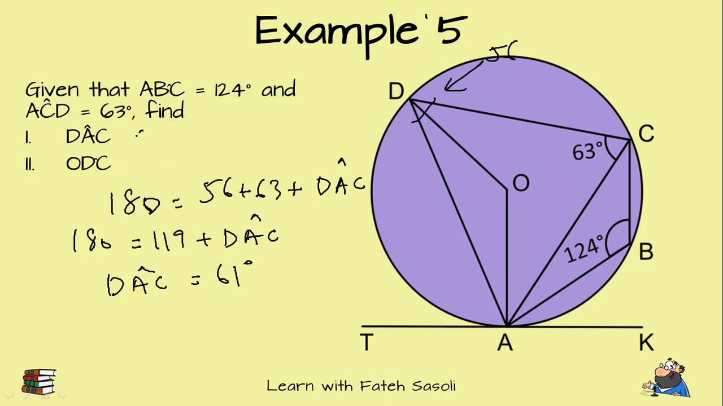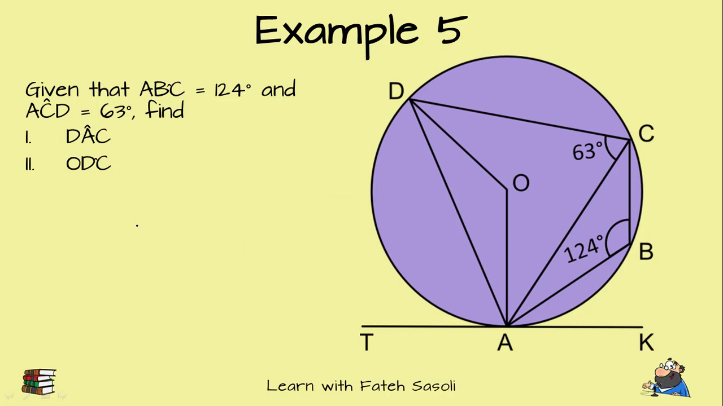So the answer to the first part is 61 degrees. This complete angle was a 61 degree angle. Let's look at the second part. For part 2, we'll apply the first angle property again, which is the angle at the center is twice that of any angle being formed at the circumference in the same arc. Now we know that angle O should be twice this angle, so that it comes to 126.